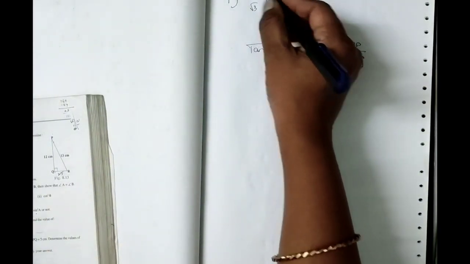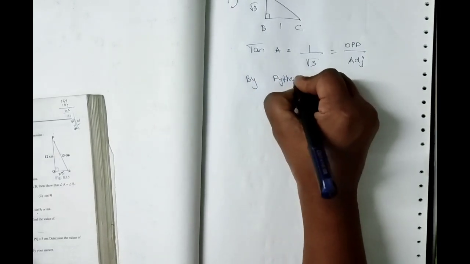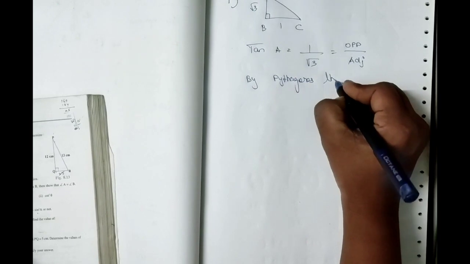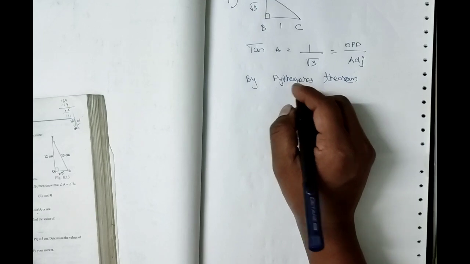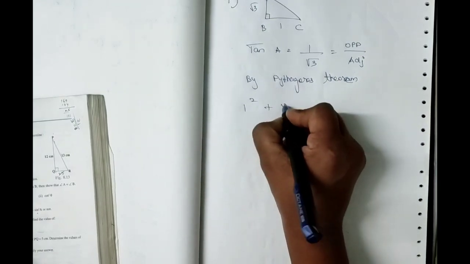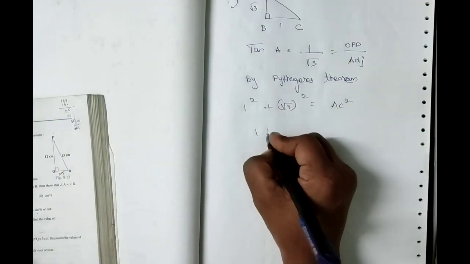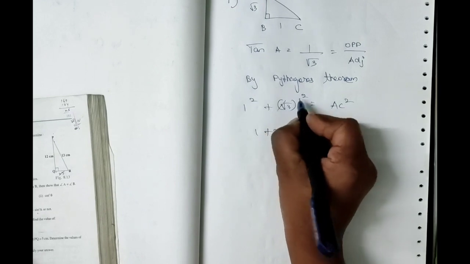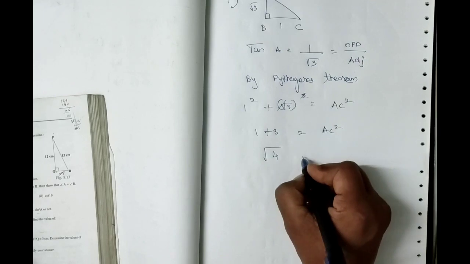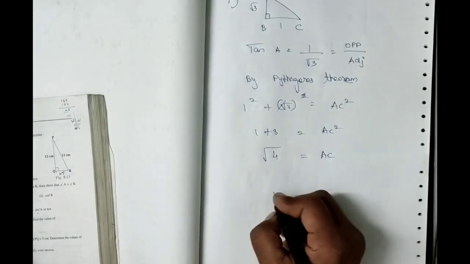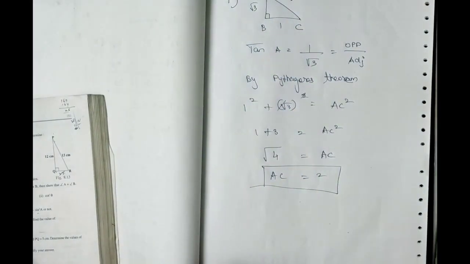So now we'll find the hypotenuse by Pythagoras theorem. By Pythagoras theorem we have 1 square plus root 3 square is equal to the hypotenuse square. So 1 plus 3, square and root will get cancelled, so we get 1 plus 3 is equal to AC square, which will be root 4. That will be 2. So AC is equal to 2. We have derived this value.